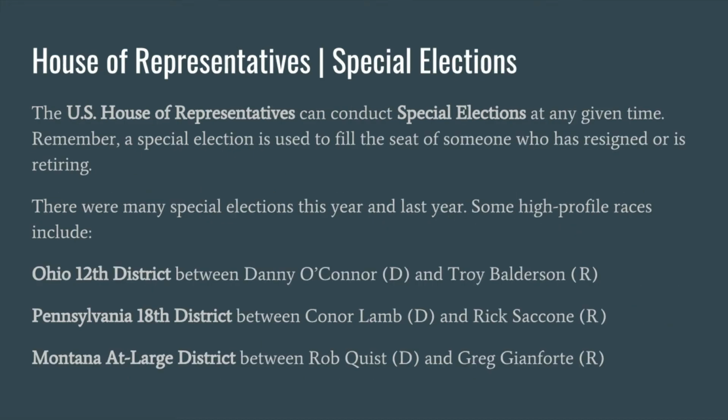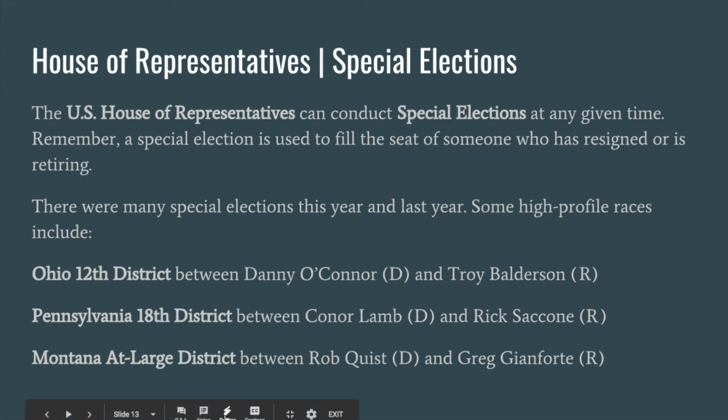Special elections, I'm not going to go through this as I already went through it for the Senate side, but a few high-profile races. These are, once again, to fill the term of someone. There were 3 big ones that gained national attention. Ohio 12, between Danny O'Connor, the Democrat, and Troy Balderson, the Republican. The 18th District of Pennsylvania, between Conor Lamb, the Democrat, and Rick Saccone, the Republican. And the Montana at-large district between Rob Quist, the Democrat, and Greg Gianforte, the Republican.